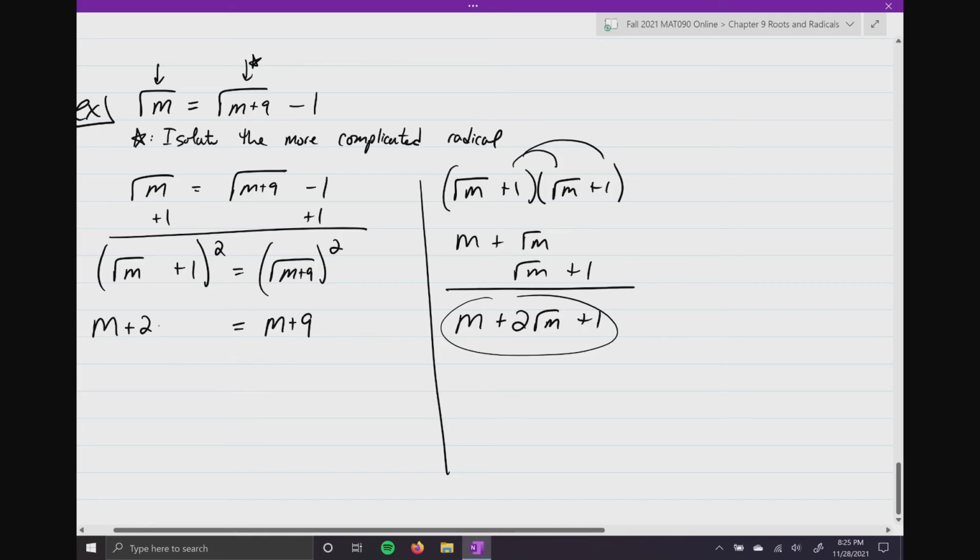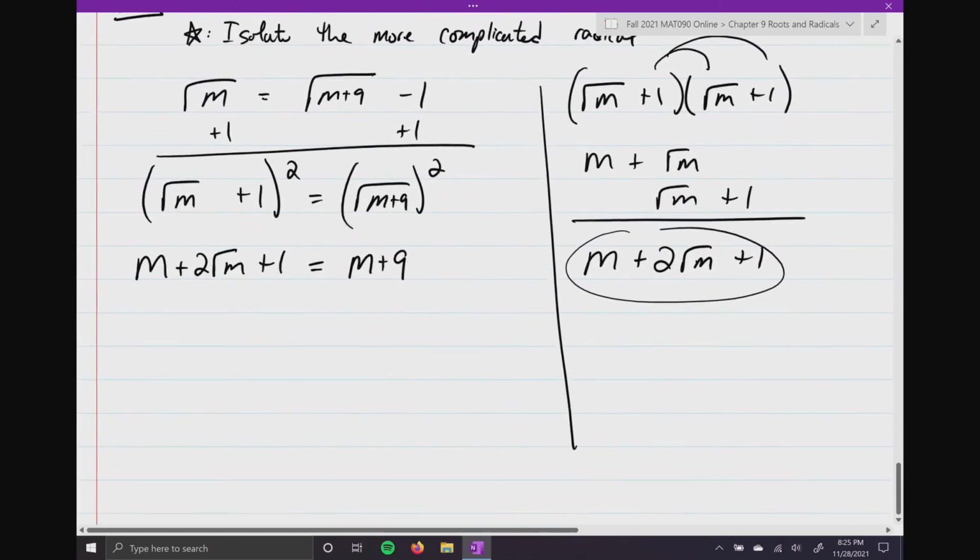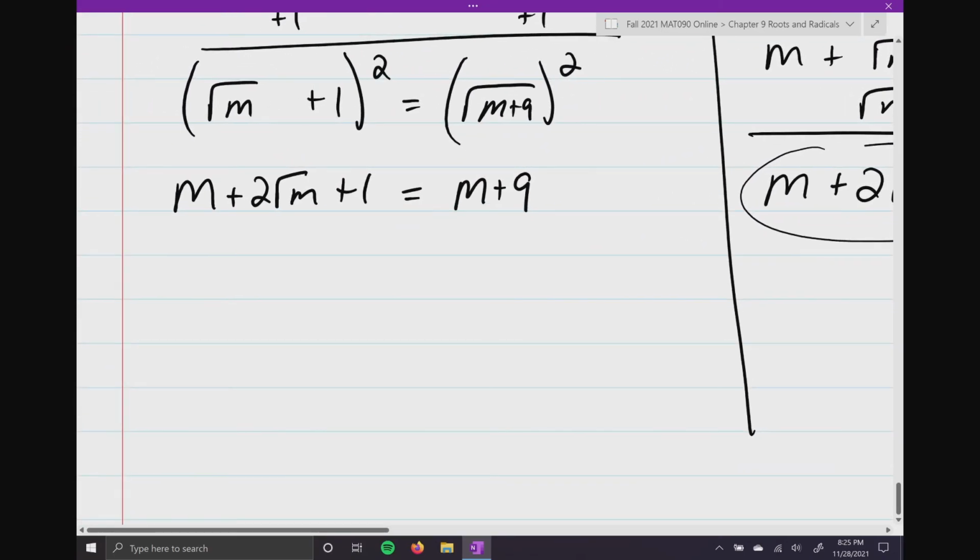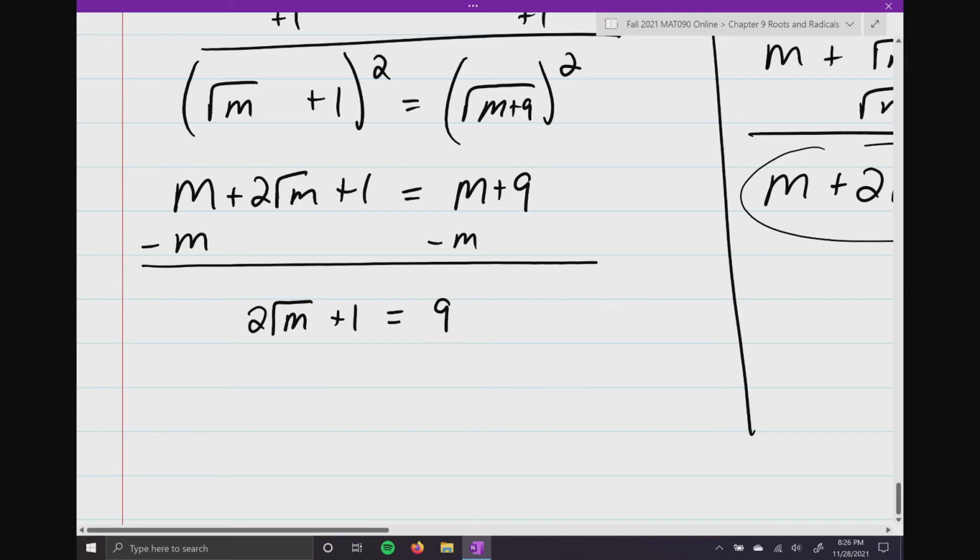So you do have to be really careful that you don't rush through these, okay? So now, if you notice, I got another radical, which means I got to isolate, and that's fine. I'm going to subtract m from both sides. That's going to give me 2 square roots of m plus 1 equals 9. Then I will subtract 1 from both sides. That gives me 2 times the square root of m, which equals 8.